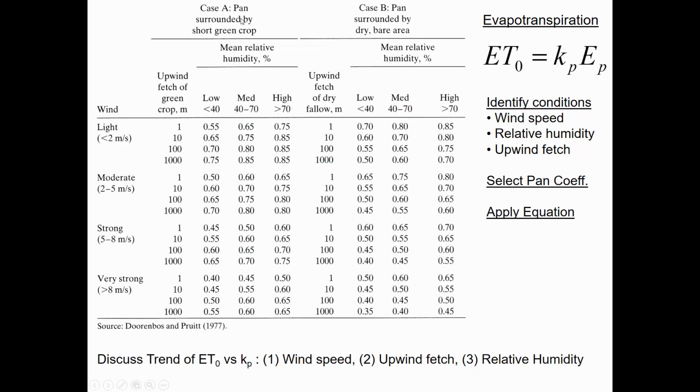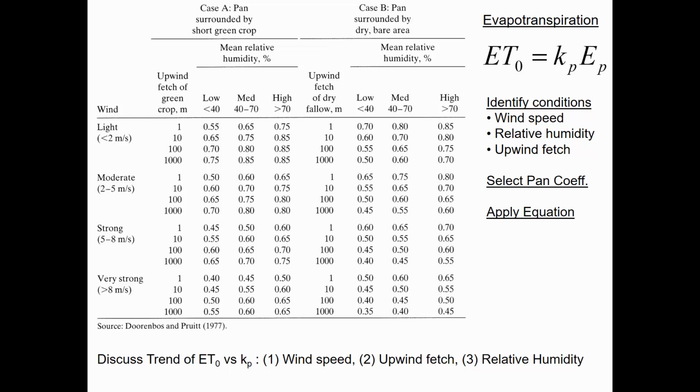Okay, so it's not surrounded by short green crop. We have our pan, for whatever reason, put in a fallow area. So for the moderate wind speed, since our wind was 2.7 meters per second, we're in the moderate wind speed, and it has 100 meters on all sides of fallow, and the relative humidity was 65%, so that puts us in the medium range. That tells us the K sub P should be 0.6.